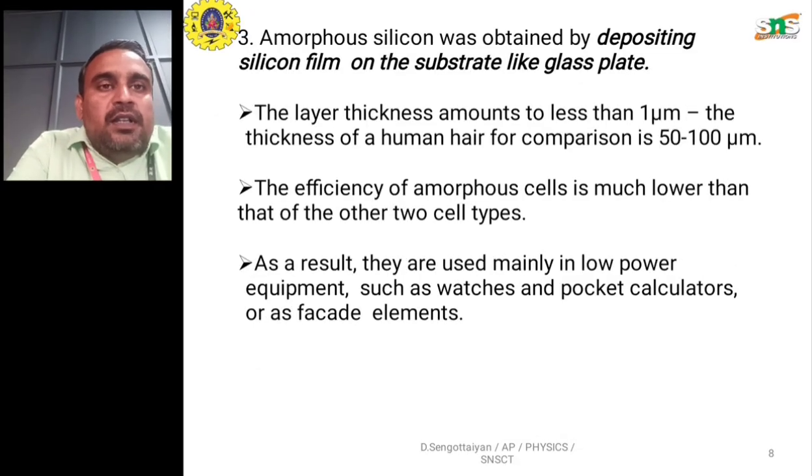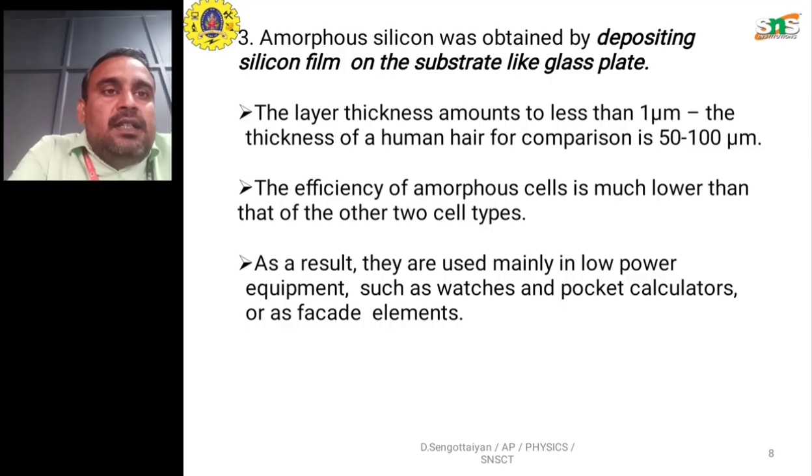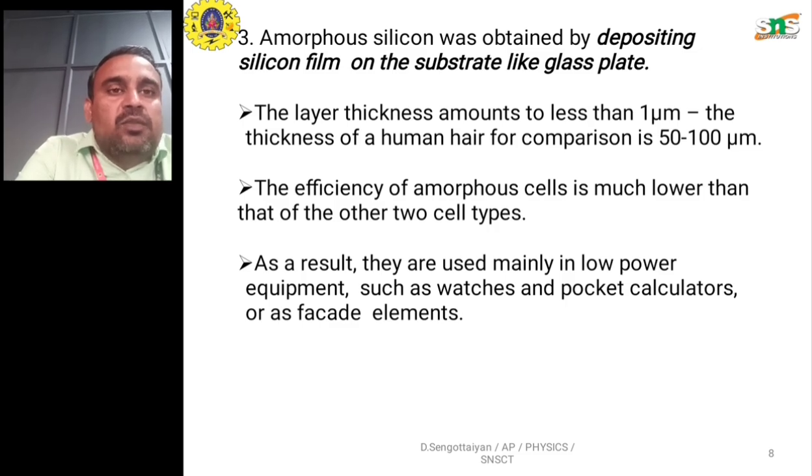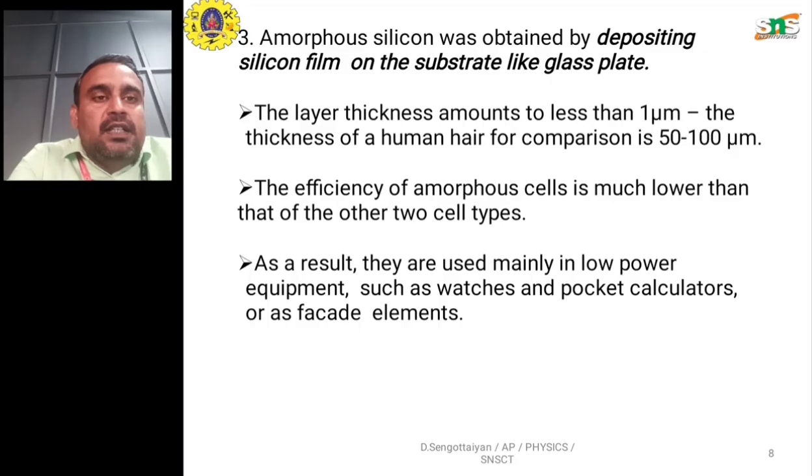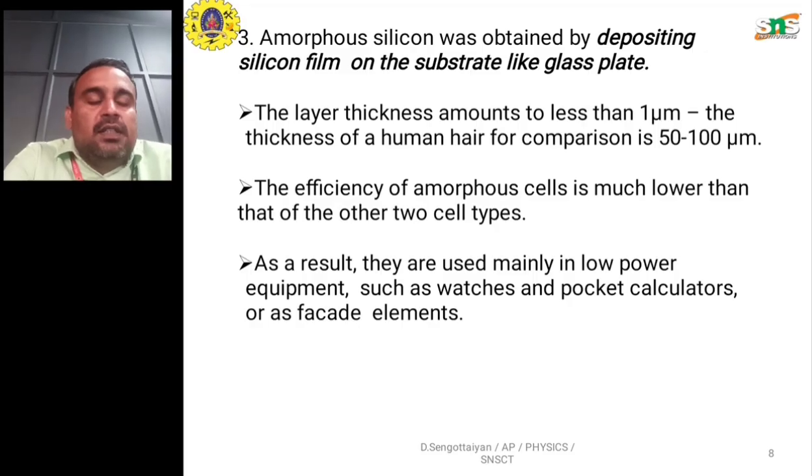Then the final one, amorphous silicon, is obtained by depositing a silicon film on a substrate like a glass plate. The layer thickness amounts to less than 1 micrometer, in comparison with the thickness of a human hair of 50 to 100 micrometer. The efficiency of amorphous silicon solar cells is much lower than the other two types, that is, polycrystalline and single crystalline materials. As a result, they are mainly used in low power equipment such as watches, pocket calculators, and other devices.